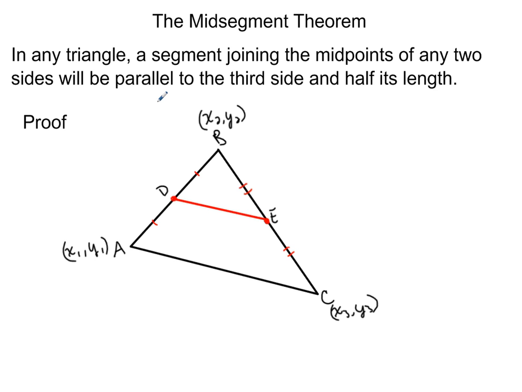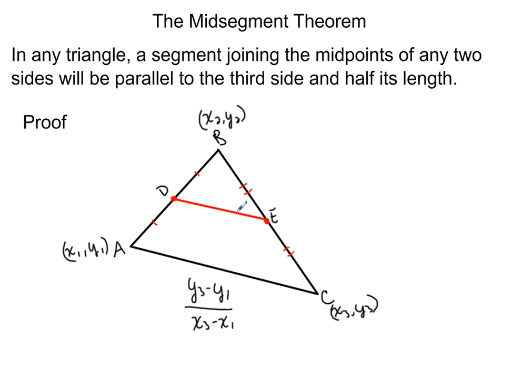In order to prove them parallel, we need to look at the slopes. The slope for this third side, side AC, is easy enough to find. The slope formula says that you have the difference in the y's on top and the difference in the x's on the bottom. So we've got y3 minus y1 over x3 minus x1. I just took the first y value minus that y value on top. The x values go on the bottom.